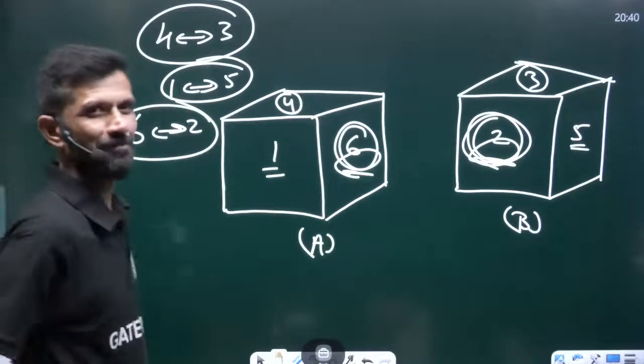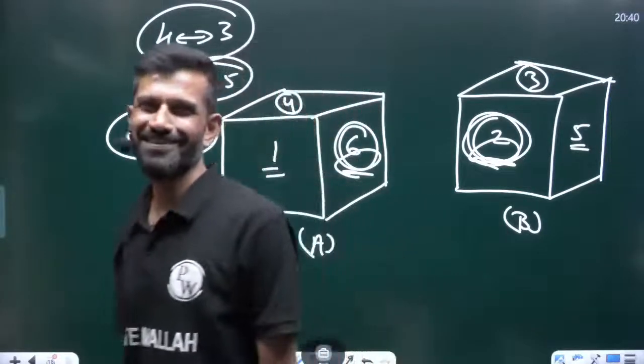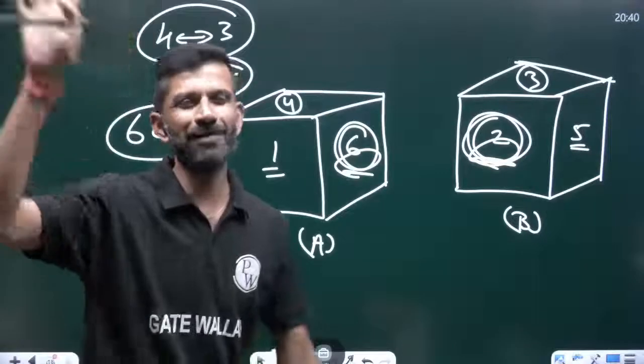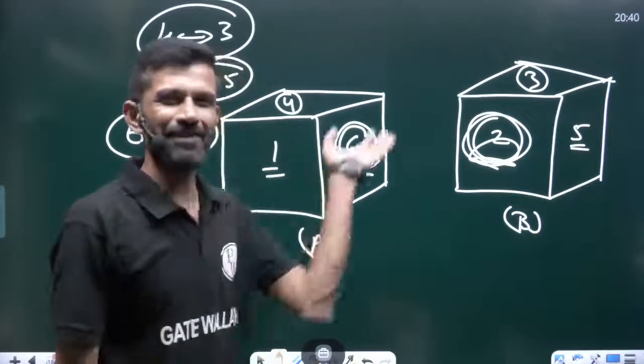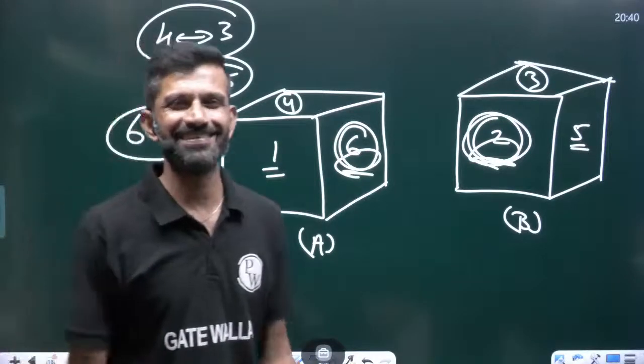This is rule number 4. If nothing is common, then also you can find all the opposites. Top and top will be opposite. Left will be opposite of right. Right will be opposite of left. Is it clear? That's it.